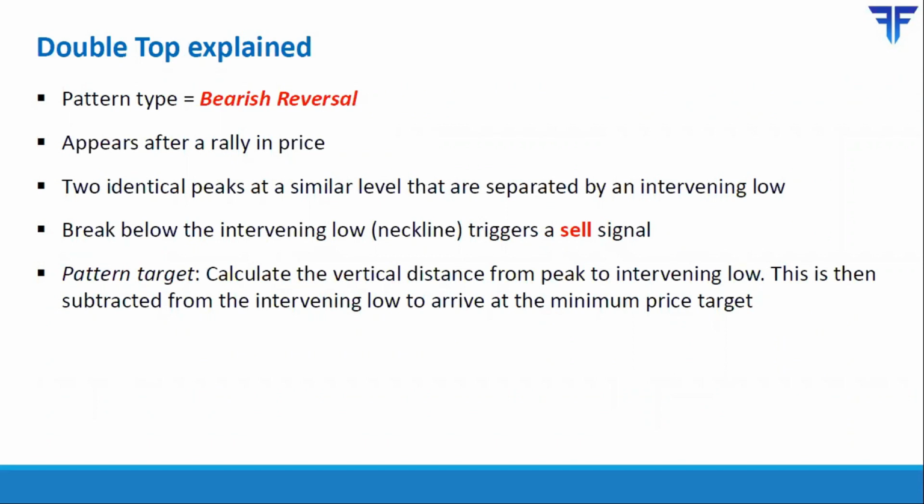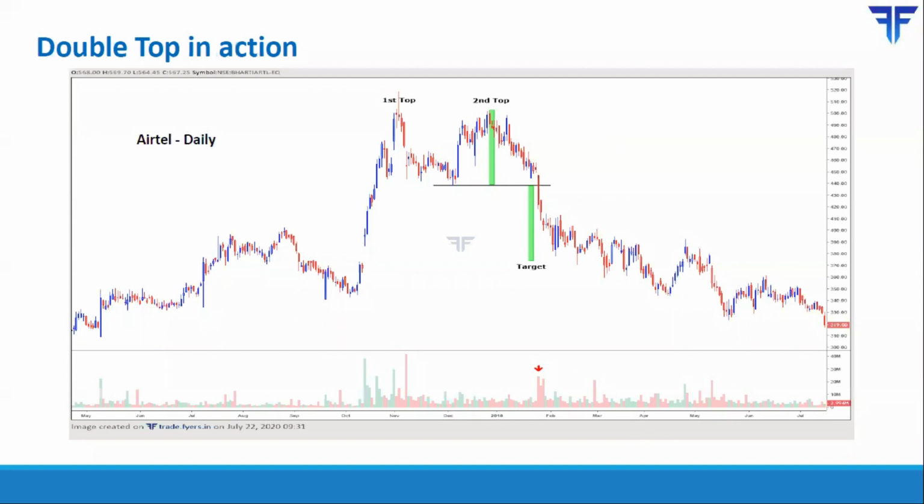So this is the double top pattern explained, which is what we spoke about earlier. Now this is how a double top looks like on a real-time chart. Now this is the daily chart of Bharti Airtel. So after this nice rally, price made a top. So that's your first top. From there it declined. From there it started rallying again, but this time it didn't make a new high. So you can see the two highs at more or less identical levels. From there it started drifting lower.